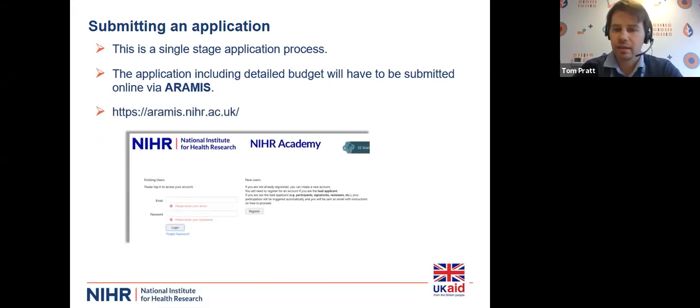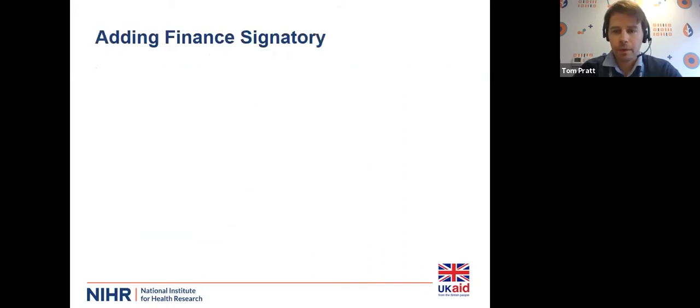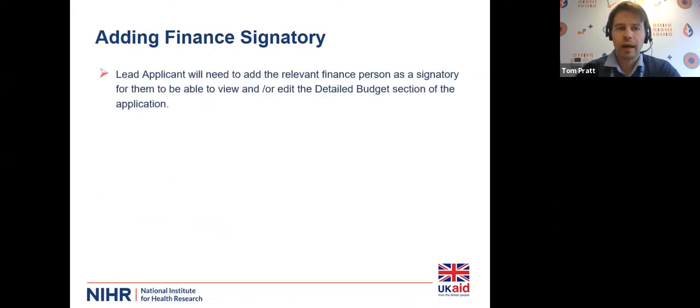And if you haven't seen it already, the address for our application system is aramis.nihr.ac.uk. So if the lead applicant hasn't done this already, and if you're a lead applicant wanting to find out how you do this, or you're potentially a finance person wanting to know how you get access to the budget pages, the lead applicant will need to add the relevant signatory for the finance office. And they can do this using the participants and signatory section.